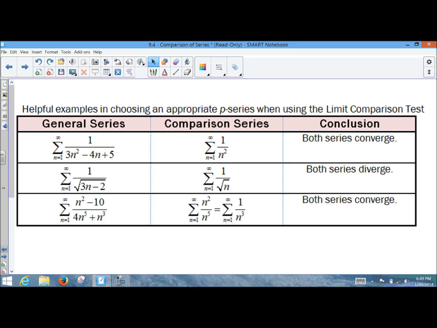Let's say that your homework questions or test questions fall into this first column. You're trying to figure out the convergence or divergence of these three things.